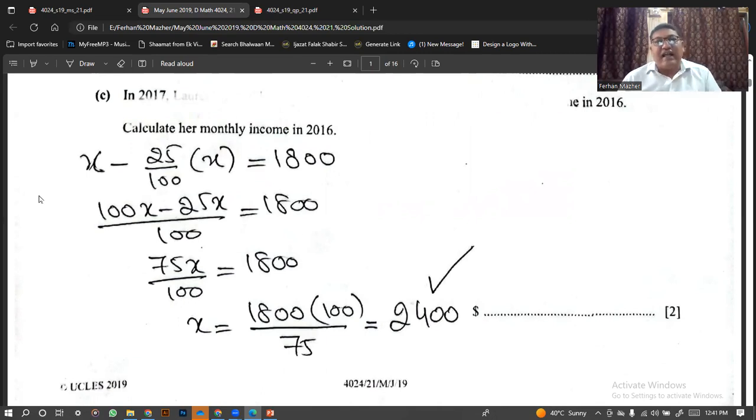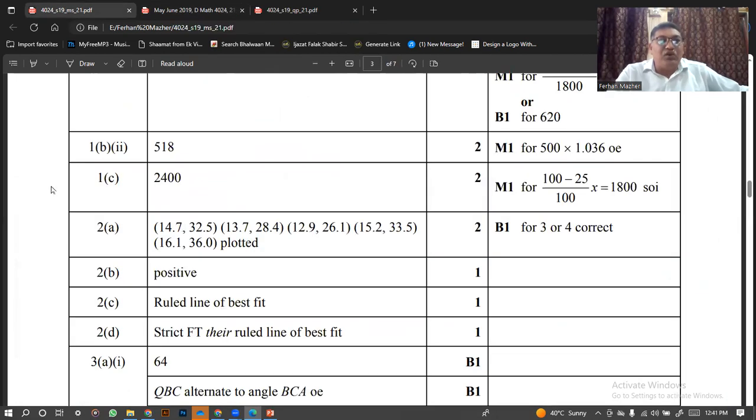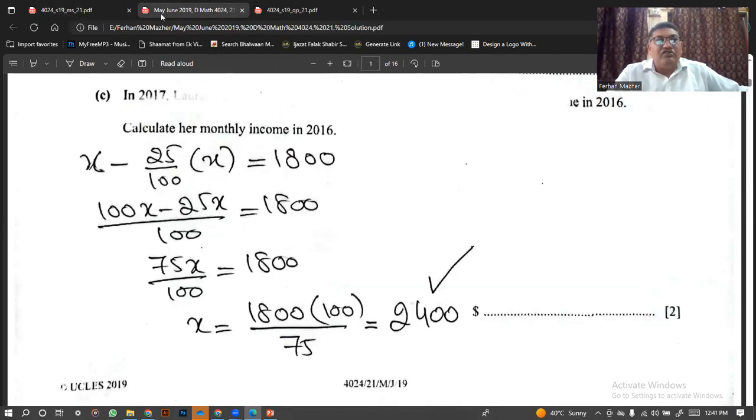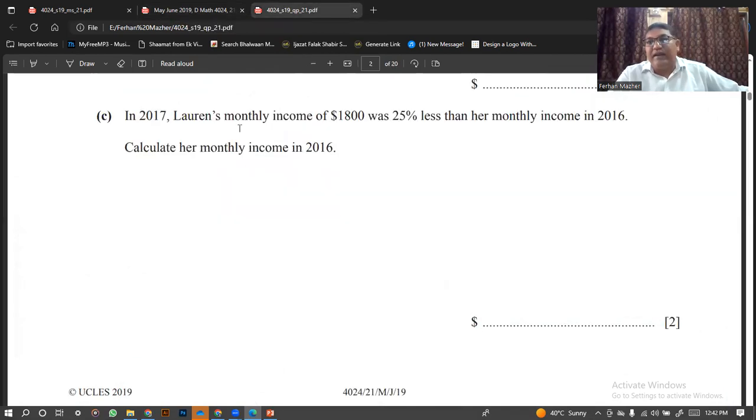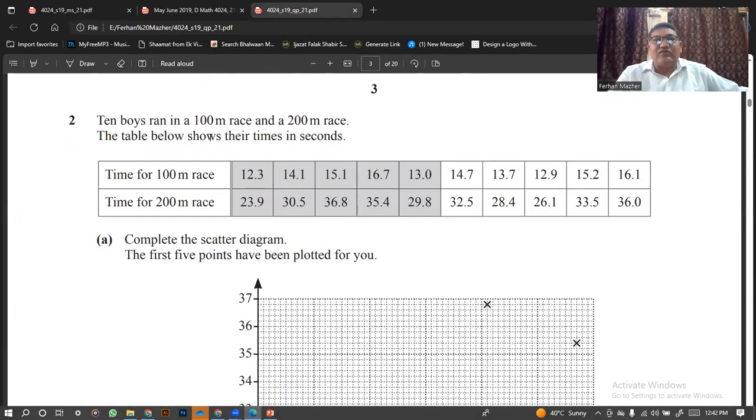So take the LCM 100 on the left side. So 100X minus 25X, the whole thing divided by 100 is equal to 1,800. So 75X by 100 is equal to 1,800. So X will be equal to 1,800 multiplied by 100 divided by 75, and that will be $2,400. $2,400 is the right answer, sir. So that was question number 1, its C part, its solution is showing up here. So we are going to the next question.